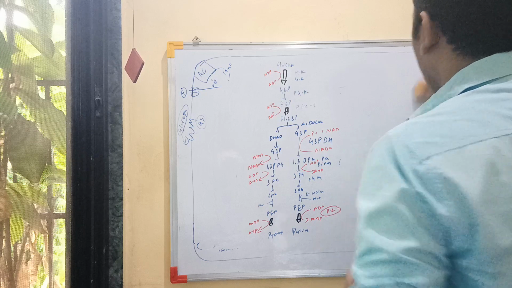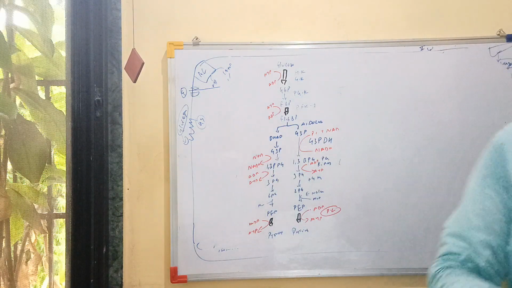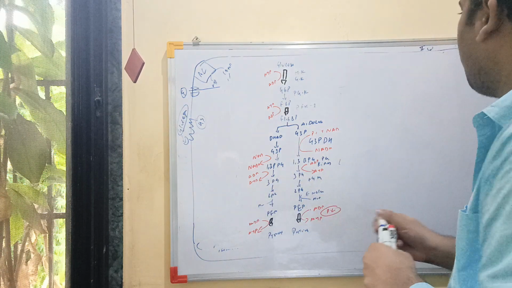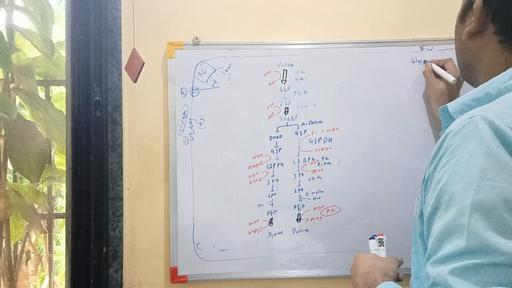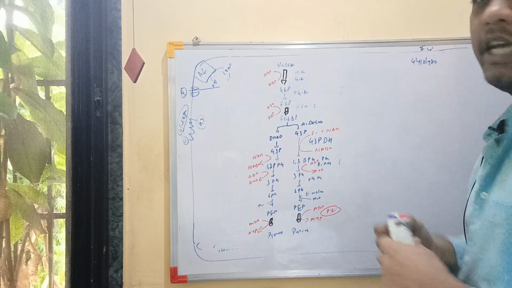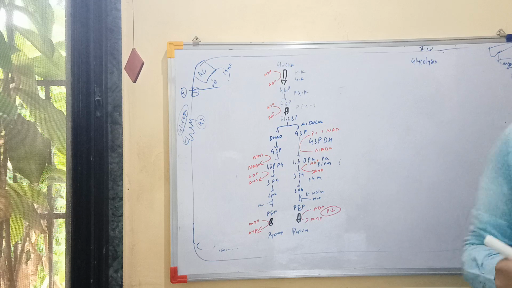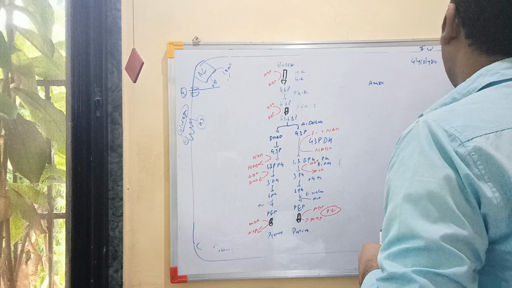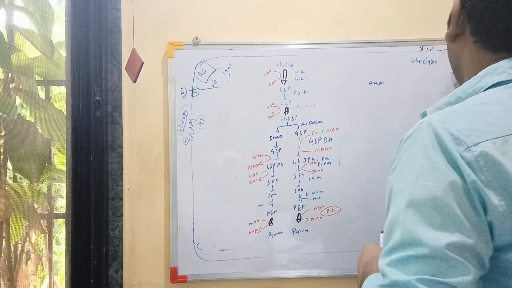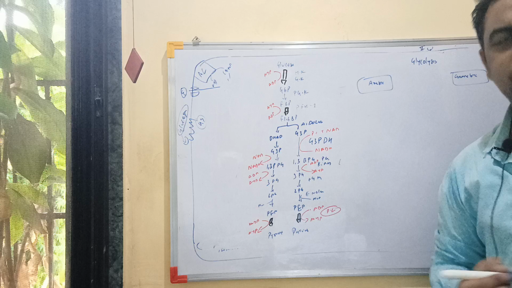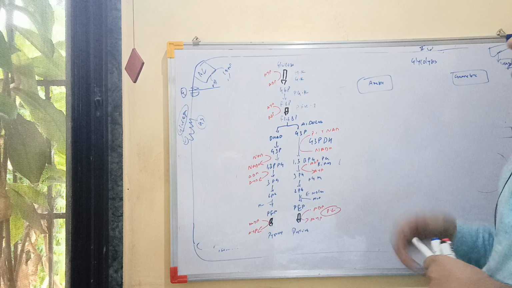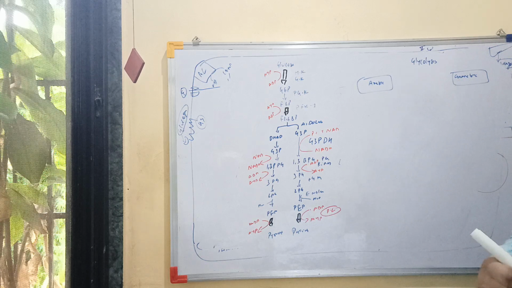So the other thing, when we talk about glycolysis, let us talk a little bit about glycolysis. Glycolysis is of two types: one is aerobic glycolysis and one is anaerobic glycolysis. Let me tell you what I mean by that. By the name itself you can understand: aerobic means it needs oxygen, and anaerobic means it doesn't need oxygen.